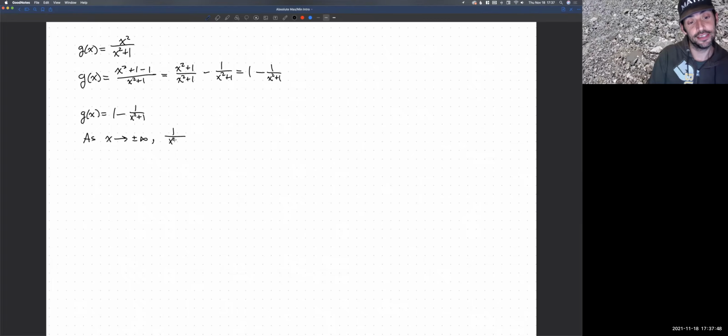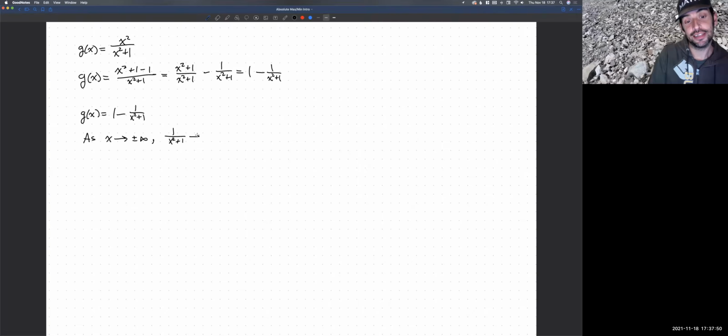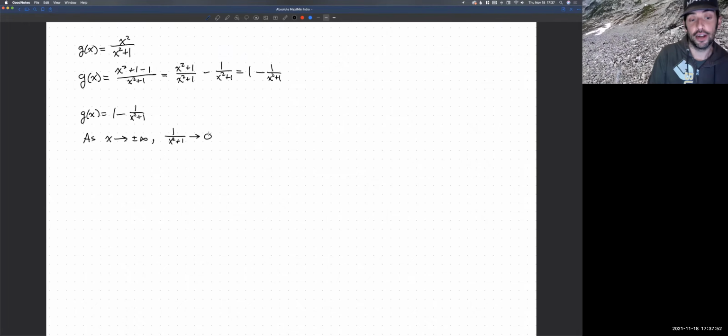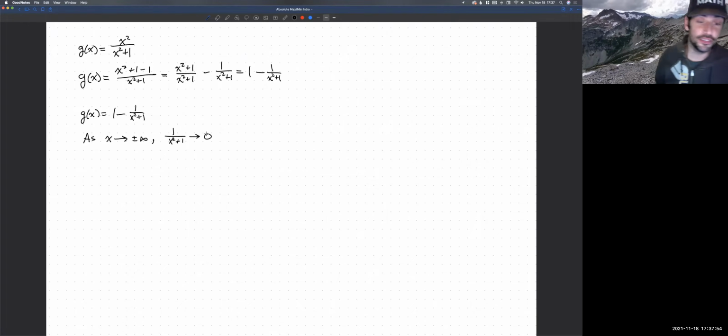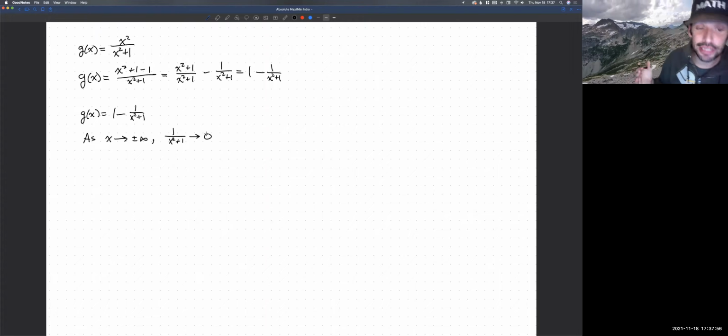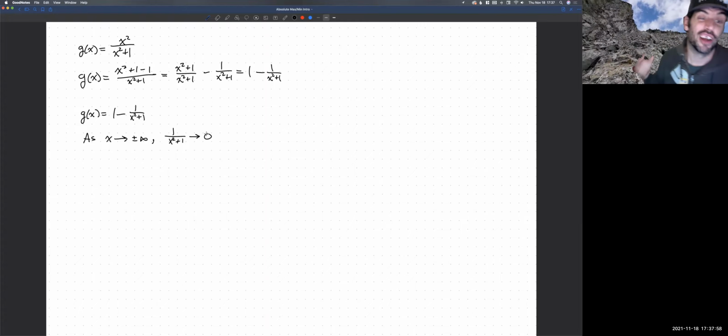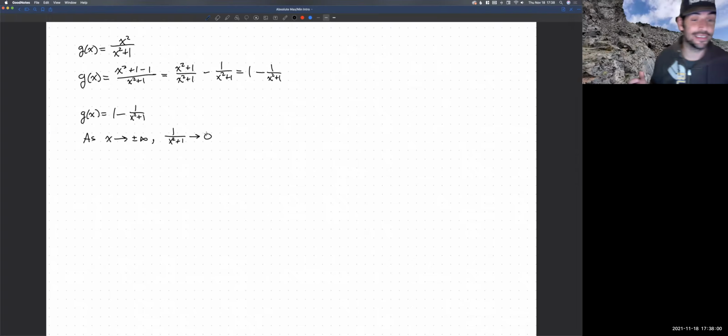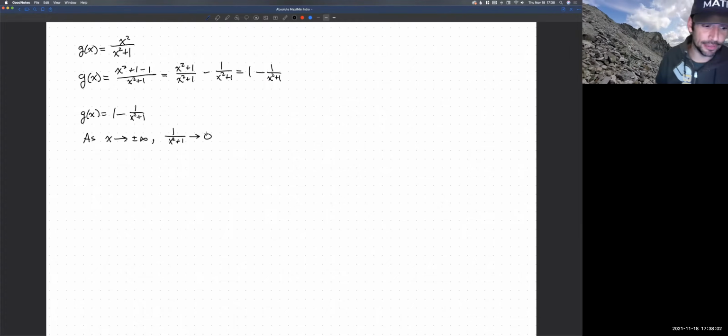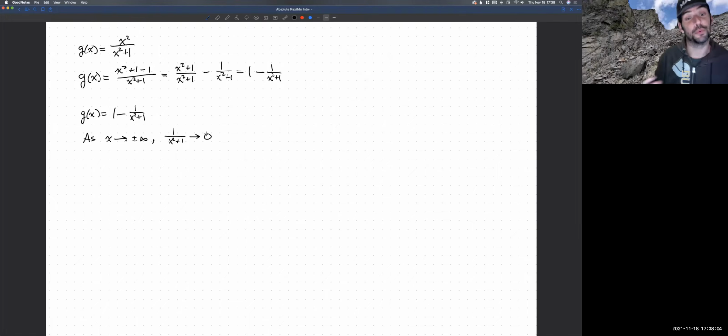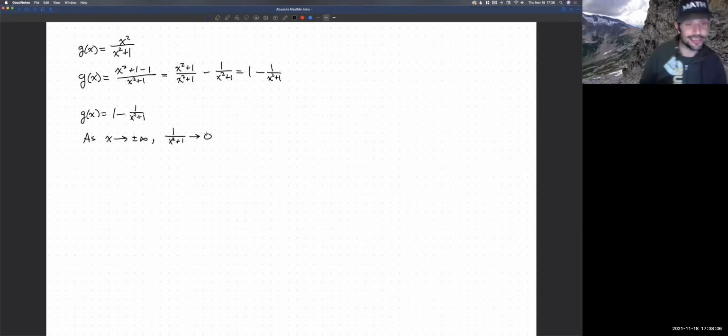So as x is getting larger in both the positive and negative directions, this expression is getting smaller, right? So I'm going to write this arrow to 0, meaning it's getting extremely close to 0, right? We actually haven't done limits like this. This might be reminding you of limits that we did earlier. We didn't do limits like this, but we can do them. We will do them later, but this is a little preview of that.